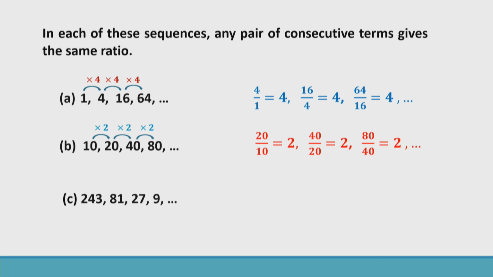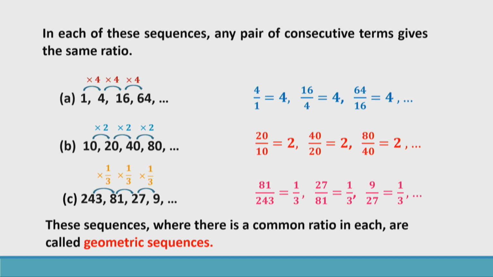Part C now. 243, 81, 27, 9. I need to multiply by 1/3 to get the next term. Or I can say 81 over 243, which is 1/3, 27 over 81 equal to 1/3, or 9 over 27, which is 1/3.